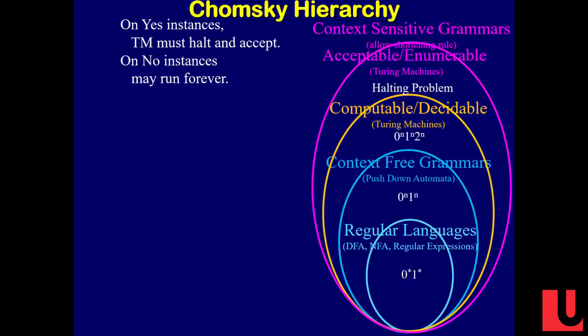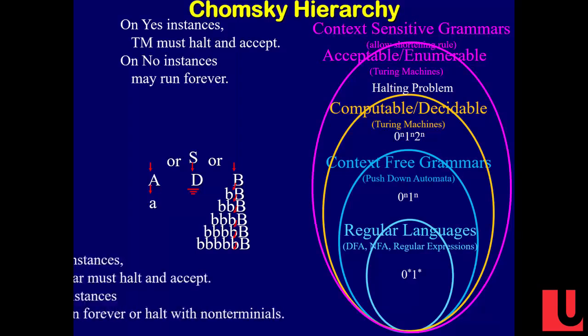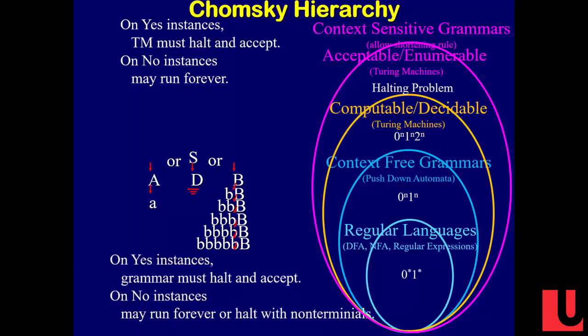All right, so this is how I sort of said that context-sensitive grammars can halt, or they could crash, or they could run forever. And that's why it's purple. On no instances, they might run forever or halt with non-terminals.